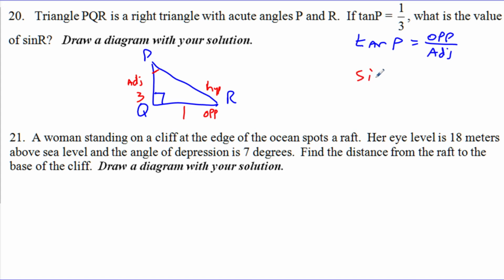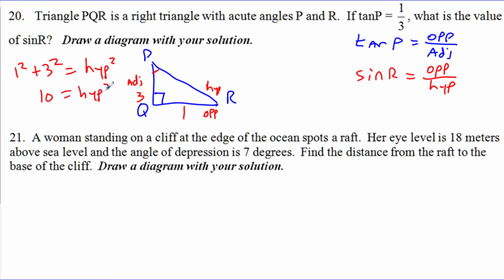Well, remember, the sine of R is going to be equal to opposite from R over hypotenuse of the triangle. I don't even know the hypotenuse of the triangle, so we better find that. I know the legs of the triangle. That's going to be 1 squared plus 3 squared is equal to my hypotenuse squared. So this looks like 1 plus 9, which is 10, is equal to my hypotenuse squared. And so it looks like the hypotenuse is the square root of 10.